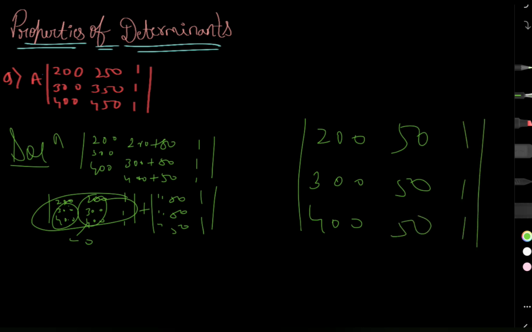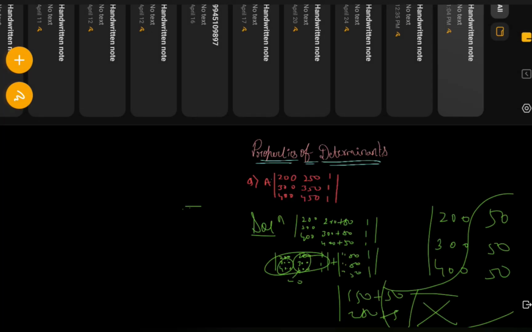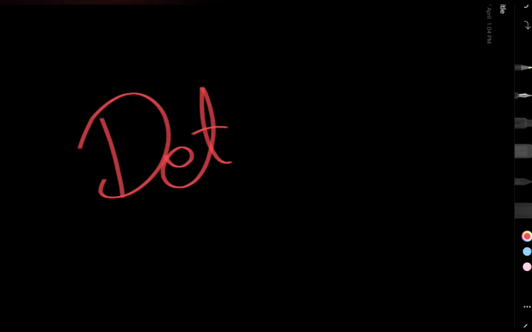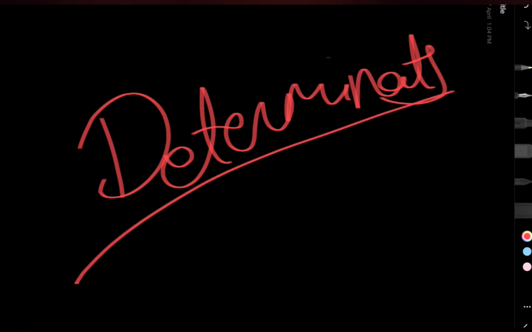Again I can break it into 150 plus 50, 250 plus 50. Again this thing and this thing will become 0. Again I have left with something, so we can solve it completely to get the answer. After that we will remain with simple numbers like 1, 2, 3, 5, 10, and we can solve it by solving the determinant. So this was the determinants, the properties of determinants is done, and we have some more, like the properties of adjoint and all. We'll solve it later. Thank you.